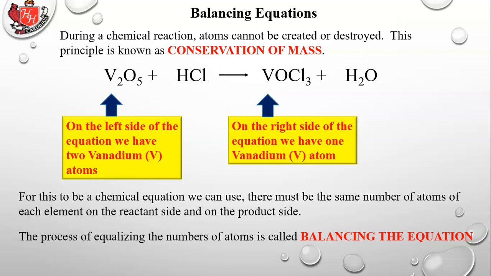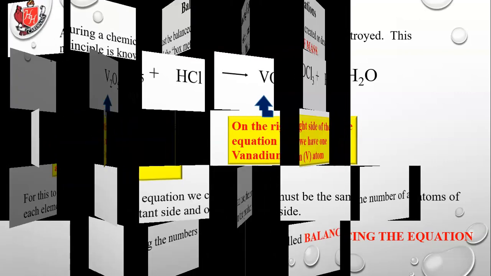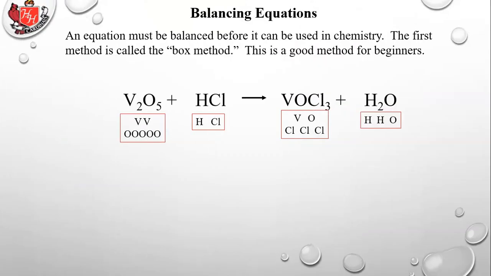So we're going to learn two methods for balancing a chemical equation. An equation must be balanced before it can be used in chemistry. The first method is called the box method. This is a good method for beginners. It just takes a lot of space on the page to do it, but it is a good method to get there.